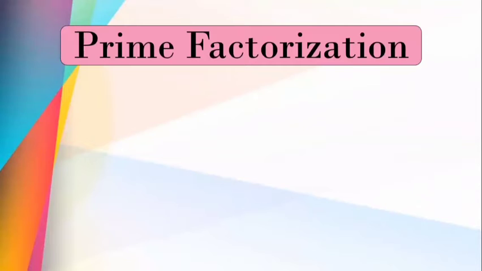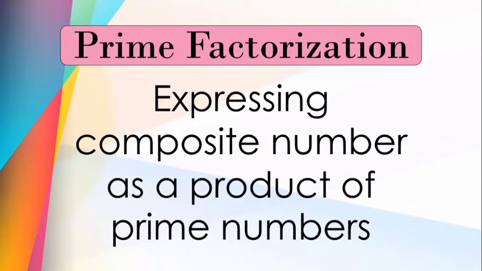Any composite number can be expressed as a product of prime factors. This can be done through a process called prime factorization. To find the prime factorization of a number, express the number as a product of two natural numbers. Then write every composite factor as a product of primes.